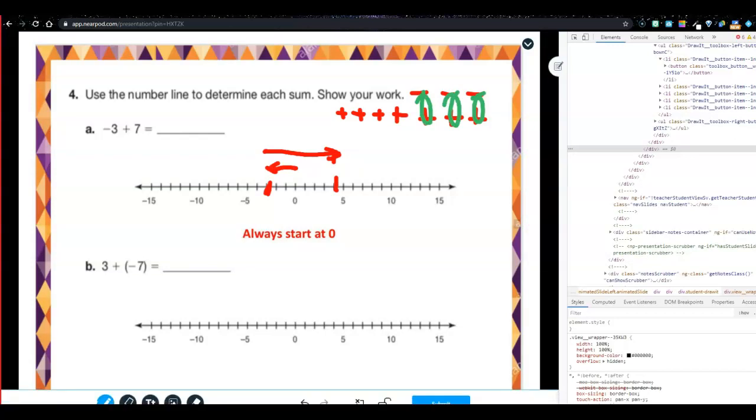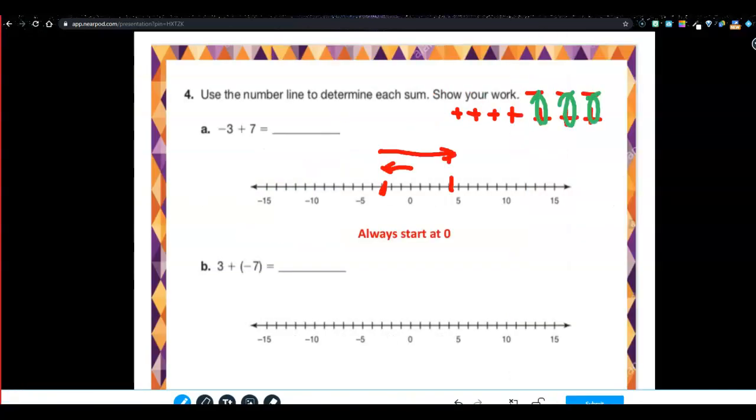What is all of this mess? I don't even know. Okay, so that leaves me with 4 positives. Same sign, add and keep, different sign, subtract. Those are different signs. I'm subtracting and I get 4. 7 minus 3 is 4. I have more positives than negatives. The answer is +4.